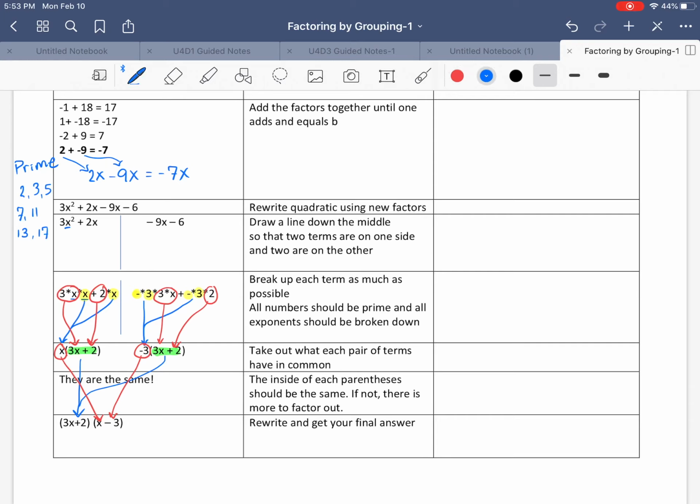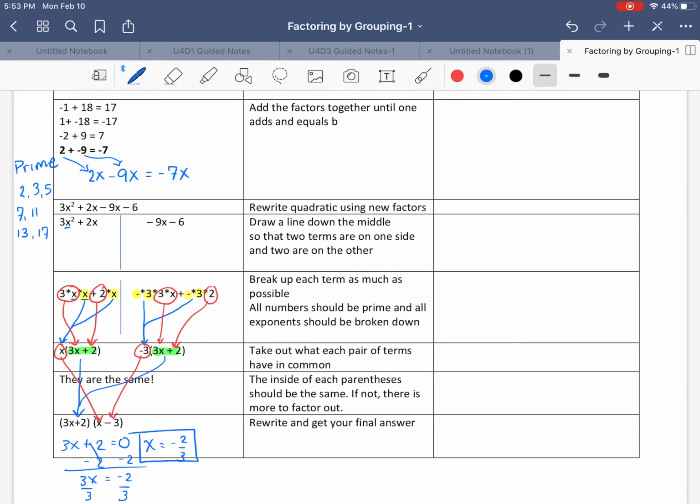From here, there's actually one more step that I didn't get a chance to write out for you. We're going to set the first term equal to 0. 3x plus 2 equals 0. And then you're going to solve it. Subtract 2 from both sides. 3x equals negative 2. Divide by 3, divide by 3. And you get x equals negative 2/3.